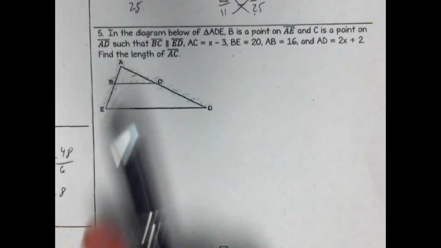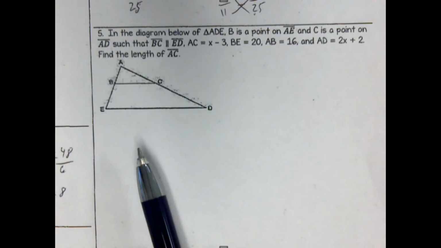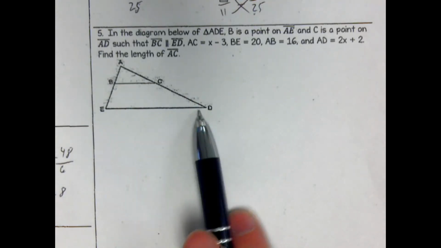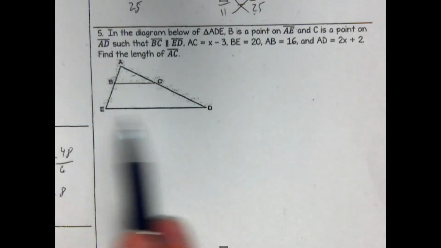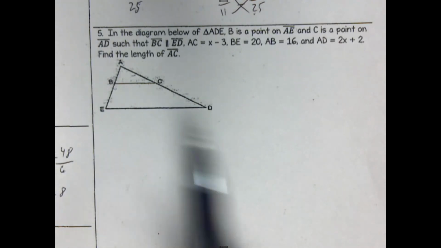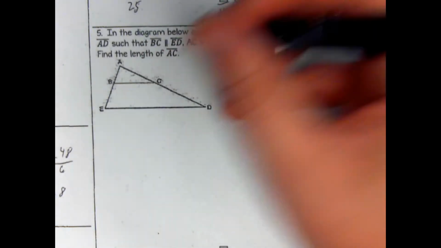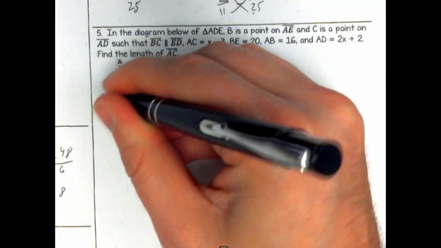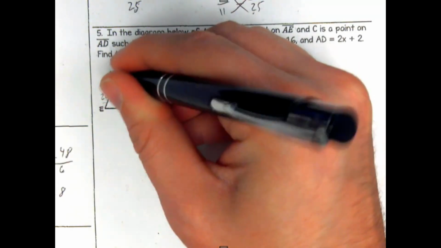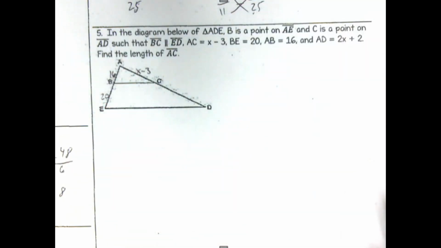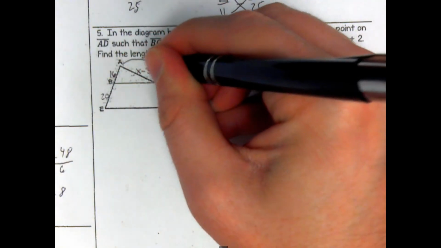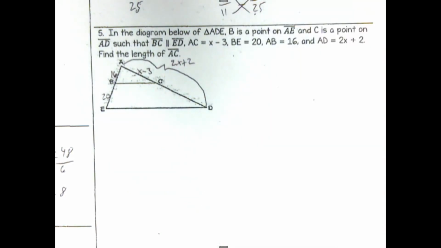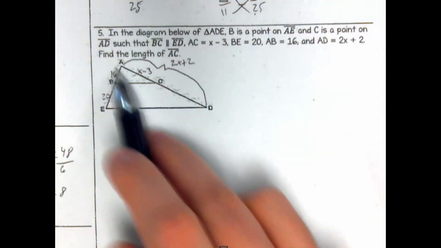Okay, last one on this page. In the diagram below of triangle ADE, B is a point on line AE and C is a point on line AD, such that BC, this line, is parallel to ED, this line. So AC, that's here, is x minus 3, and BE here is 20, and AB is 16, and AD is 2x plus 2. So that's this whole thing, 2x plus 2. And we want to find the length of AC, so find this.